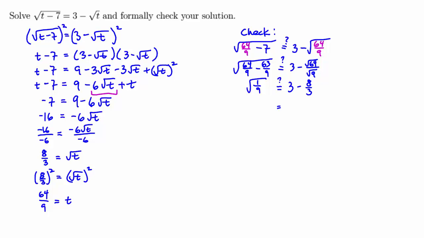The left side becomes the square root of 1 over the square root of 9. And the right side, to combine that 3 and negative 8/3, I'll write that 3 as 9/3, giving it the same denominator. So I have 9/3 minus 8/3 on the right. On the left, the square root of 1 over the square root of 9 will simply be 1/3. And on the right, 9/3 minus 8/3 is indeed 1/3. So I've checked that each side has the same value when I plug in 64/9.